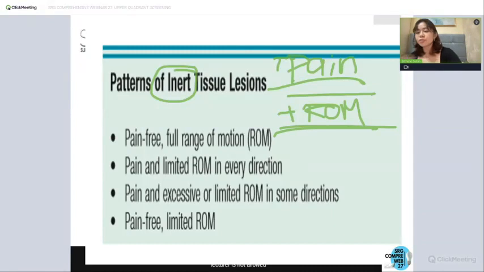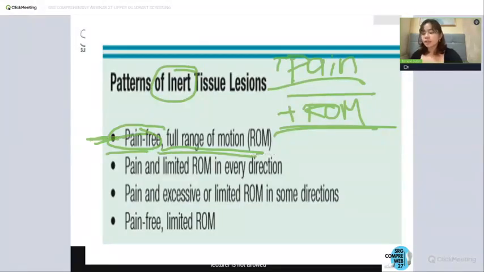So sabi dito, the first pattern would be pain-free and full ROM. So there is no pain and full range of motion. Ano kayang implication po nung first bullet? If there is no pain and there is full range of motion, this means that, yes, everything is actually normal. Okay? So if there is pain-free, full ROM po, this is actually normal. Bakit siya normal? Kasi walang mali. Wala kang nararamdamang pain, wala kang nararamdamang any limitation in terms of the range of motion. So that is normal po.